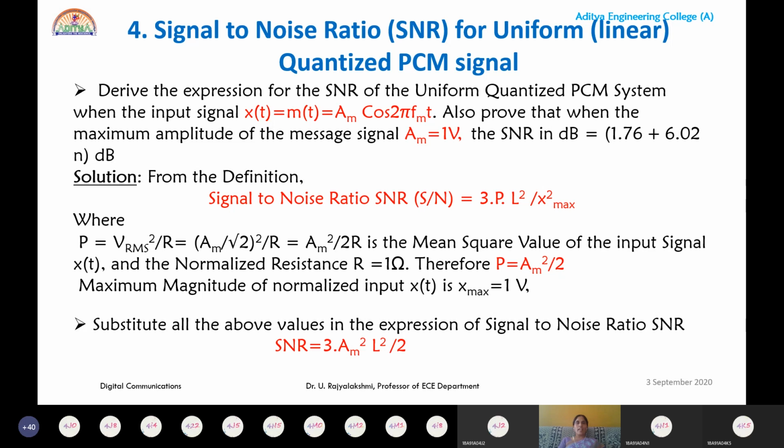Now, any other student, please read this question. Here, there is no need to consider the signal power as capital P, because the signal is given as x of t, which is m of t, which is Am cos 2 pi fmt. The signal is given to you here. Is this slide visible to everyone? Please go through that question, and one of the students voluntarily please come and read.